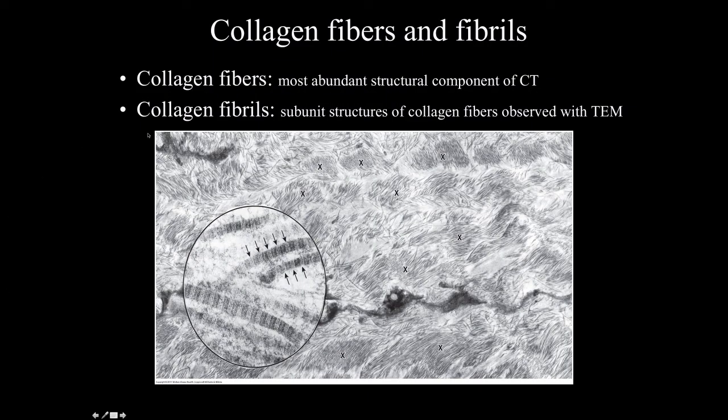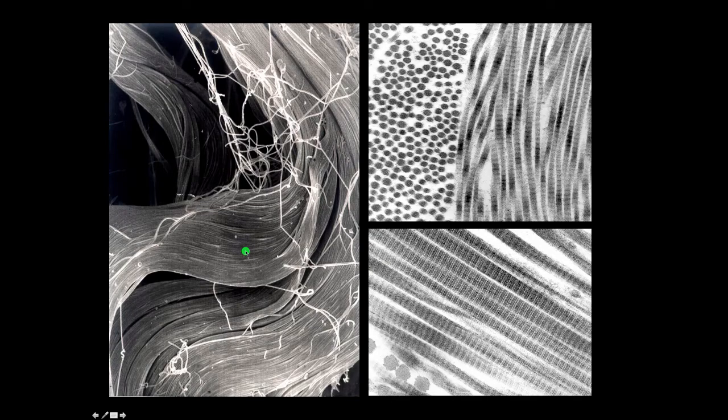Collagen fibers, as we said, are the most abundant structural component of connective tissue. Collagen fibrils have a subunit structure. The subunit structure of collagen fibers is what's observed with the transmission electron microscope. These little fine individual fibers are the individual collagen fibrils. Here they're shown at a little bit higher magnification. And here shown nicely in the scanning electron microscope. So this would be a collagen fiber. Here are the individual fibrils. And here you can see by transmission microscopy the little bit higher power of the collagen fibrils.